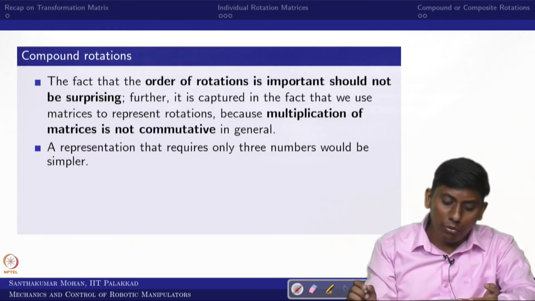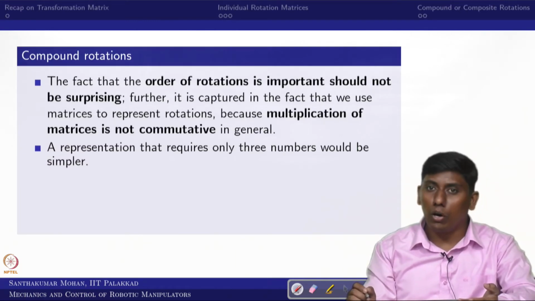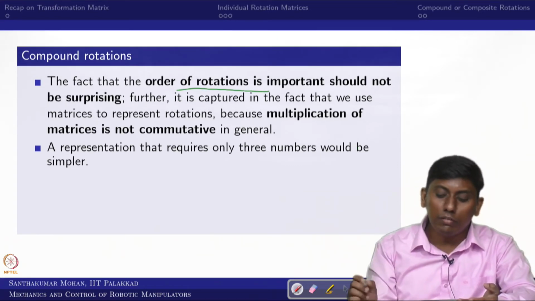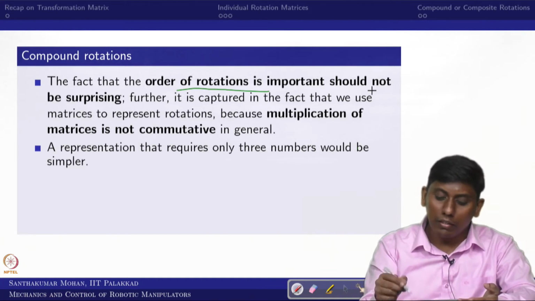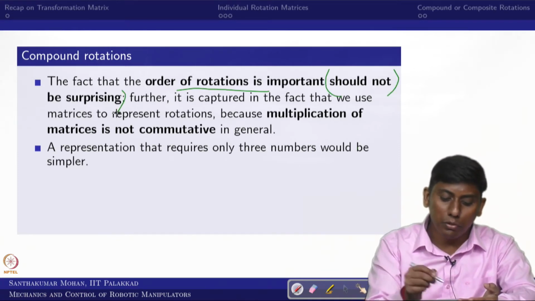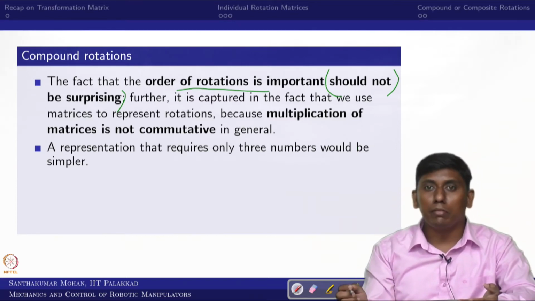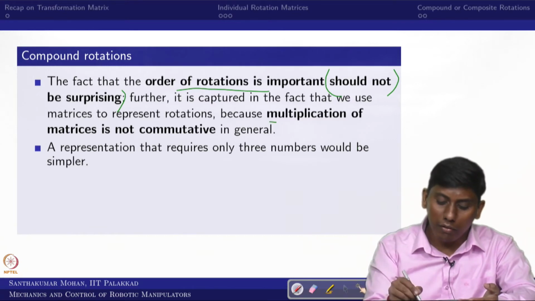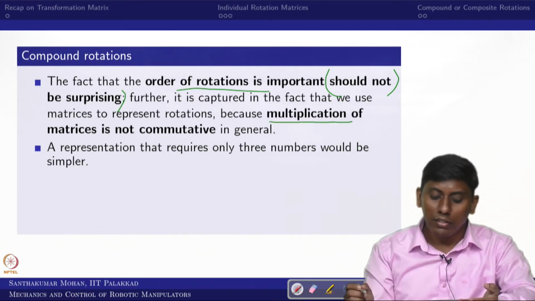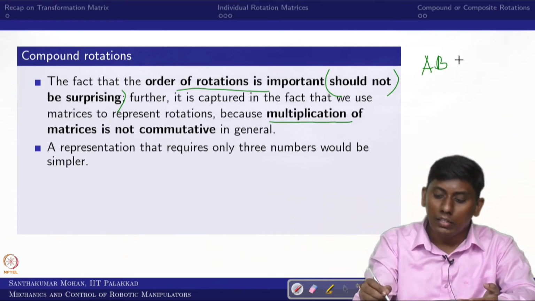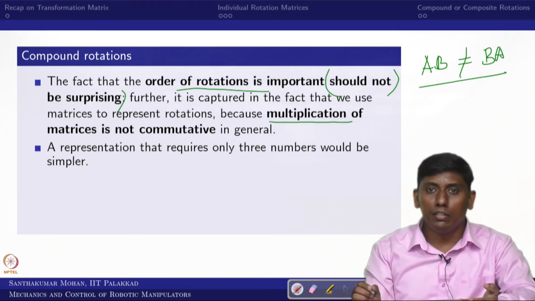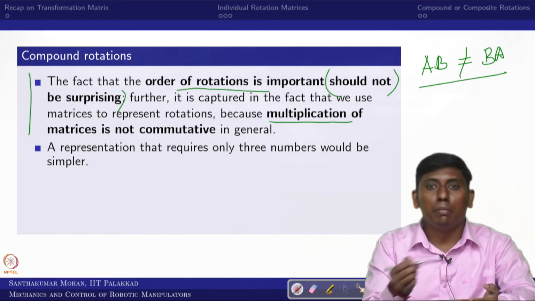What exactly do we want to do there? In compound rotation, the order of rotation is very important, because you have three axis rotations. This should not be surprising: if you interchange the order, your matrix multiplication will give a different answer. Multiplication of matrices is not commutative, right. So if you have matrices A and B, the product AB is not the same as BA. If the order is different, the final answer would be completely different.